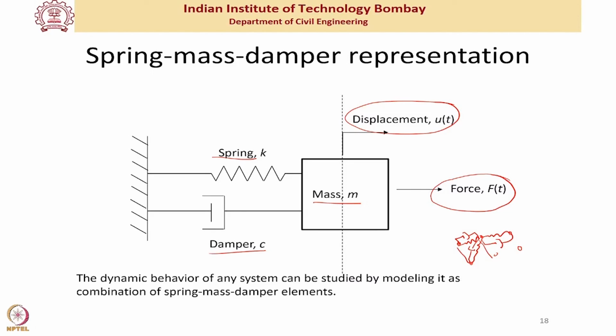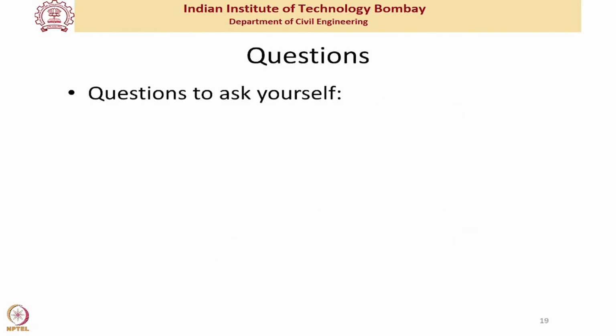So what I need you to do when you are doing this course is try visualizing every system you see around yourself as a representation of a spring mass damper. And of course, if you can tell me that to solve a system I need to represent it with some additional properties, then let me know, because I find this the simplest representation of a dynamic system. So I want you to ask yourself a few questions at this point in time.